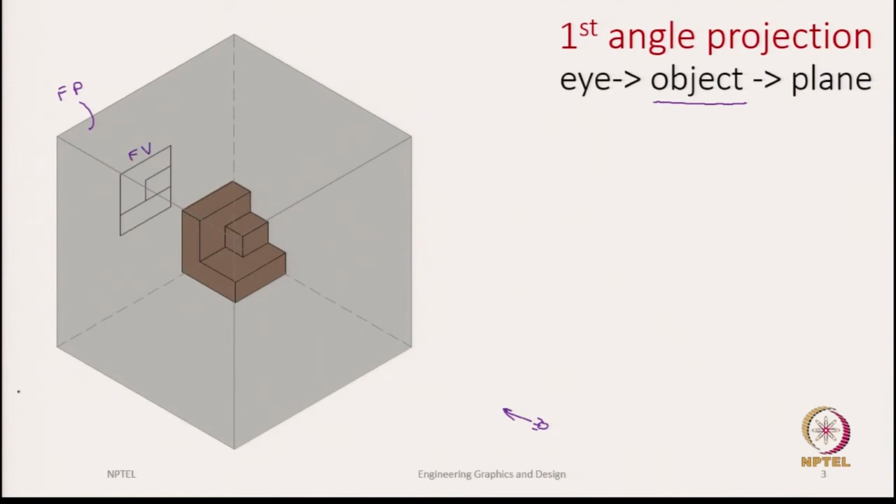Similarly, we will proceed to get the top view. For the top view again we have placed the observer above the object. Once the observer and the object are chosen, the only thing remaining is to choose the projection plane. We say that this is the horizontal plane on which we are capturing the top view. So, this is the top view we have captured.